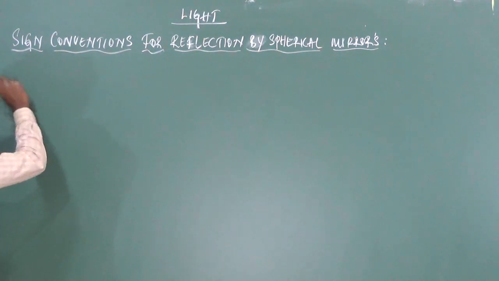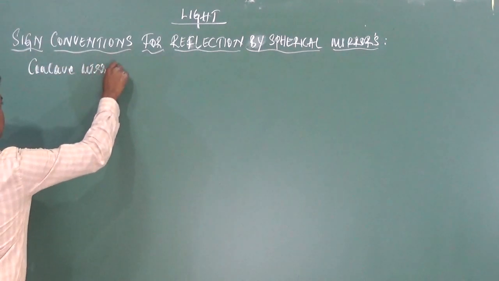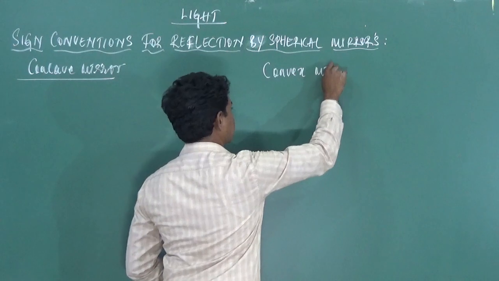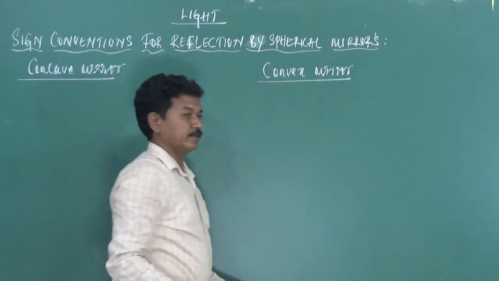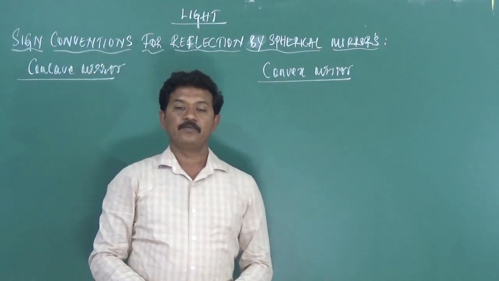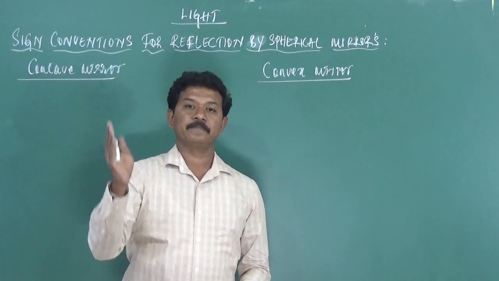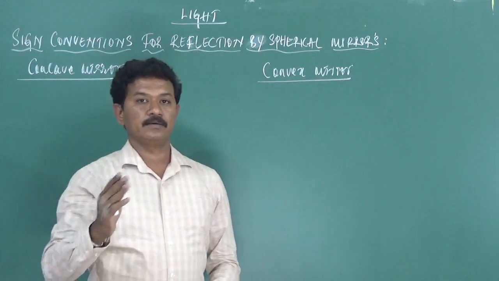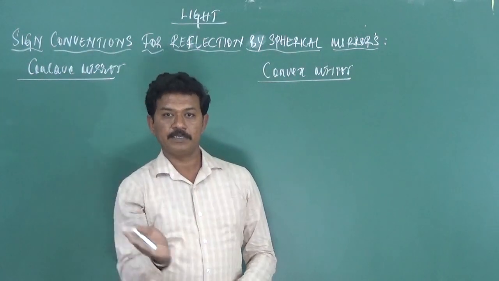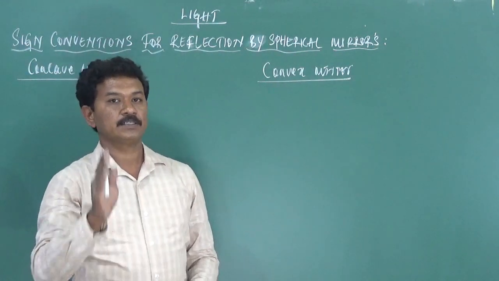We have 2 types of mirrors, we know that. One is concave mirror, another is convex mirror. Here I will go with the definition of concave mirror and convex mirror once again. A concave mirror is a spherical mirror where its surface, it's not a plane mirror, it's a part of a hollow spherical mirror where the outer surface will be silvered so that its inner surface will be a reflecting surface. So this is a concave mirror.